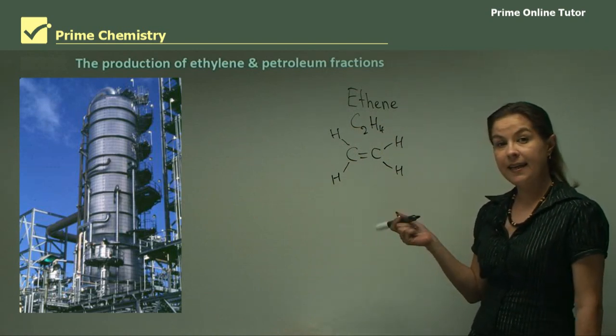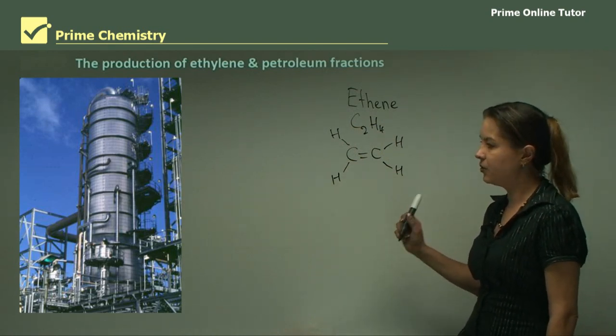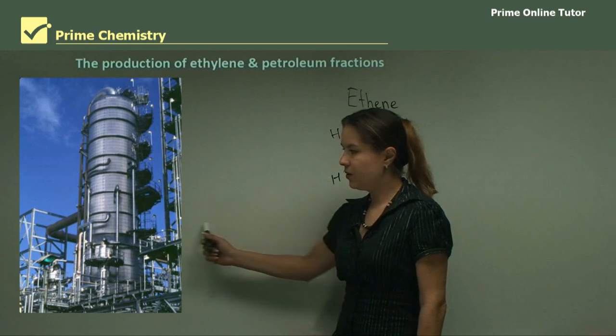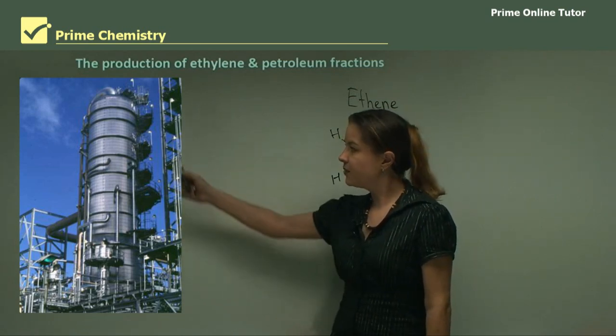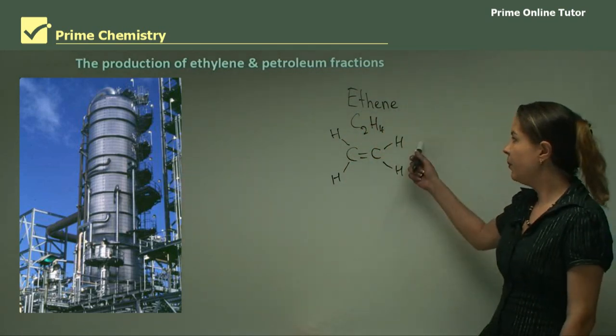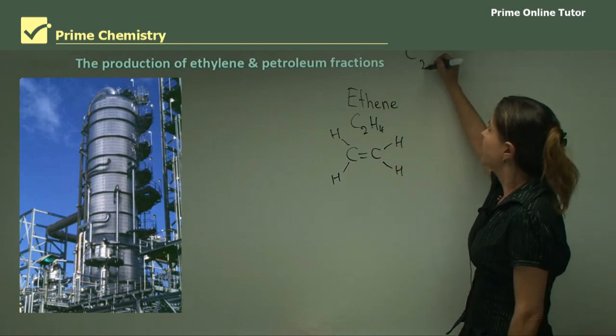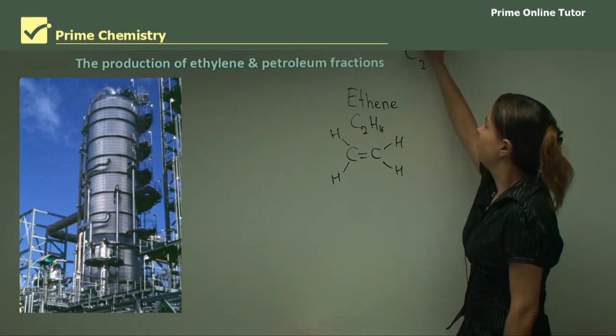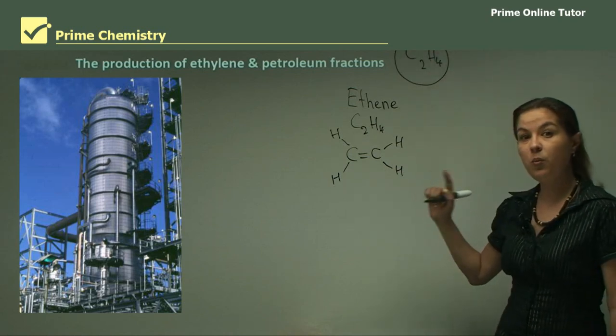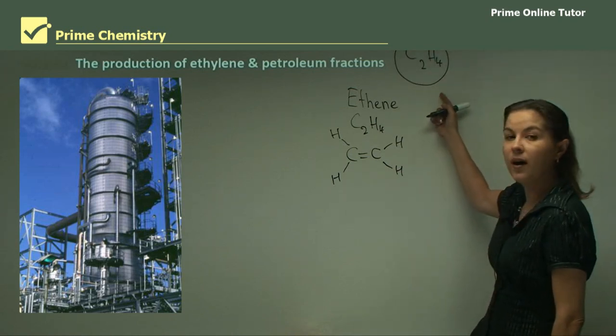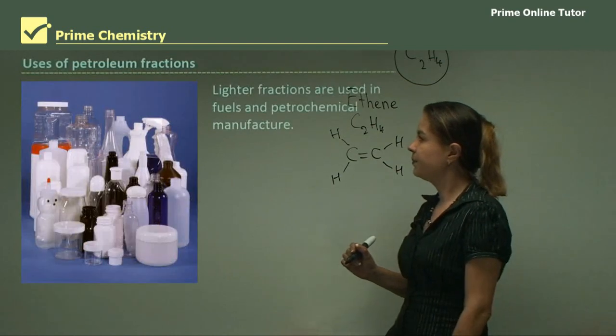So let's start by looking at this picture. This is something called a catalytic cracker, which we'll be talking about shortly. And what happens is crude oil and various fractions go into the catalytic cracker and we come out with ethene or ethylene. Now I'm going to write up here C2H4. That's our target compound, which is what we want to produce, and I'll tell you why as we go along.